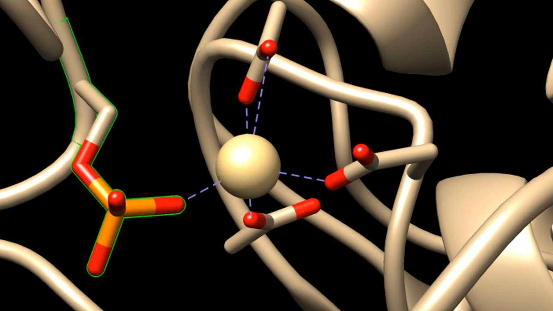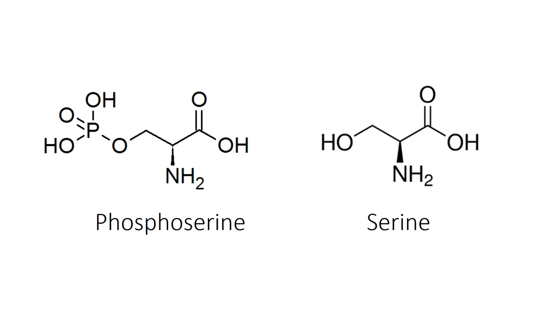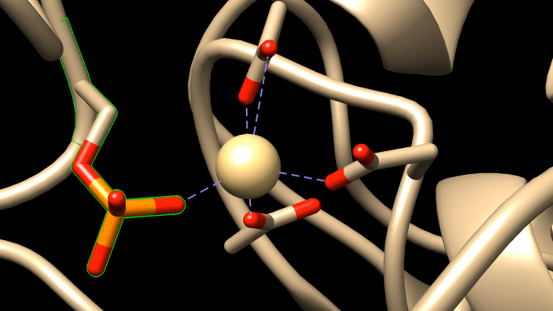Last but not least, the active site also contains phosphoserine 116, which is a phosphorylated serine residue, an example of a post-translational modification. It's this phosphoserine residue that directly interacts with the substrates for interconversion.